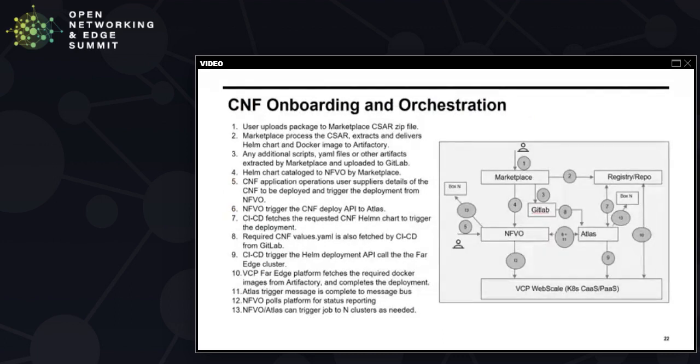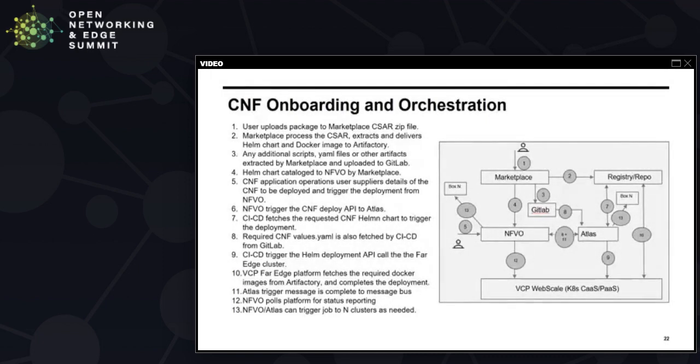Onboarding an application for VCP FireEdge starts with uploading a CSAR file containing the Docker images, Helm charts, YAML files, and any required scripts. Marketplace then breaks out the contents of the CSAR file. Docker images go to Artifactory, Helm charts are registered with NFVO, which is our orchestration platform, and YAML files and scripts are sent to GitLab.